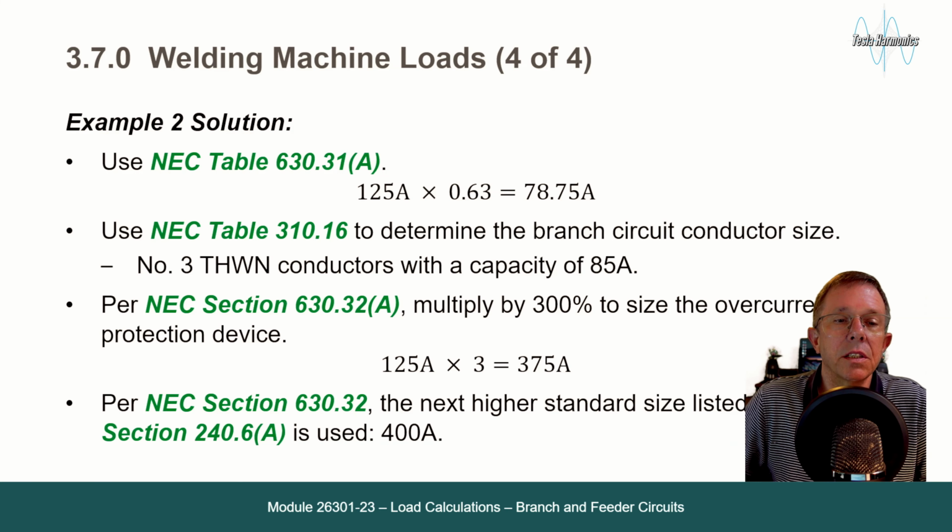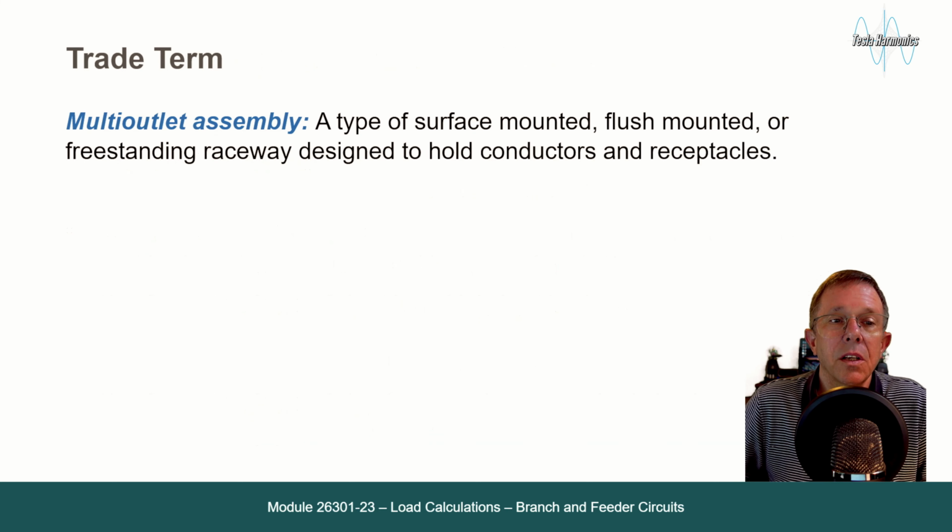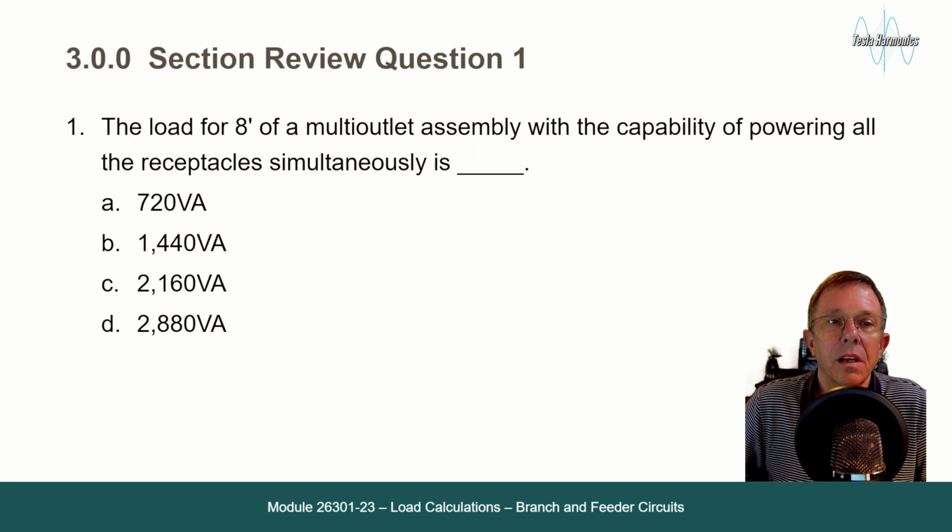Per NEC section 630.32(A), multiply by 300% to size the overcurrent protection device. 125 amps times 3 equals 375 amps. Per NEC section 630.32, the next higher standard size listed in NEC section 240.6(A) is used, which would be a 400 amp. Here's a trade term you should read over and become familiar with for this session, and some review questions for this session.